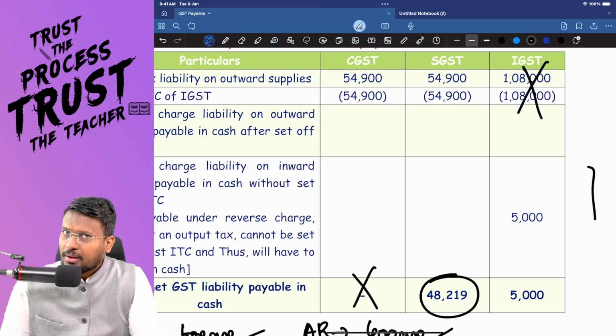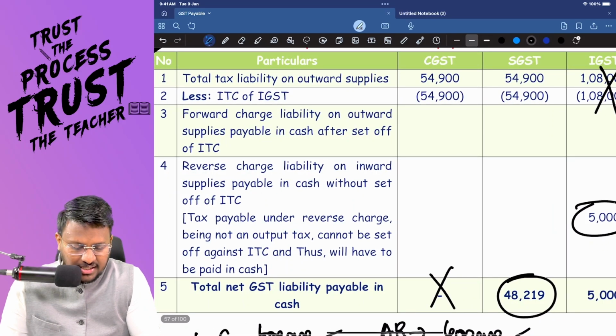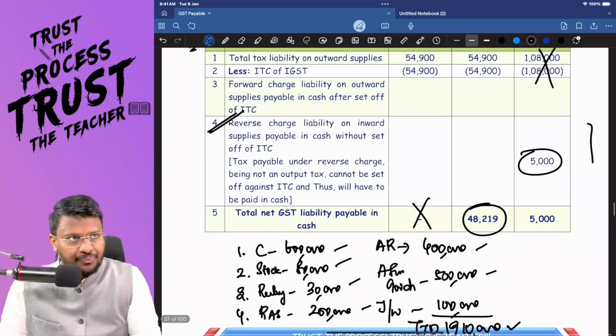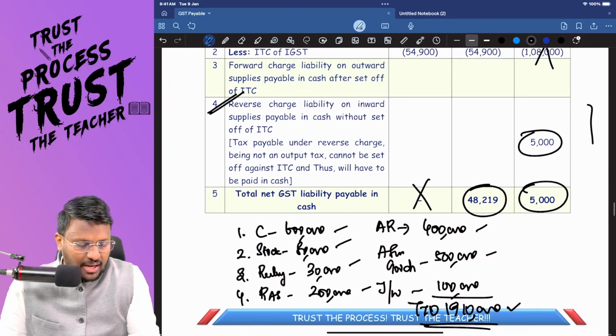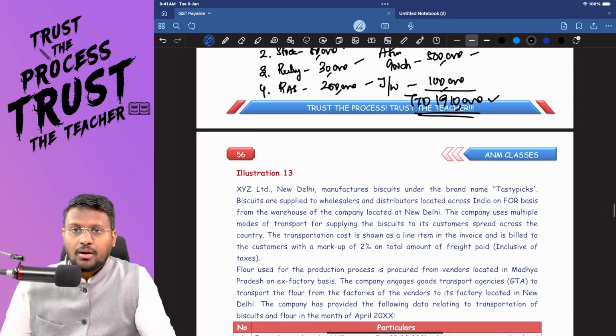But we are having RCM that has to be paid through the electronic cash ledger, 5,000. This is for the RCM which cannot be set off against the electronic credit ledger. So 5,000 has to be paid. I hope that you are comfortable with illustration number 12.